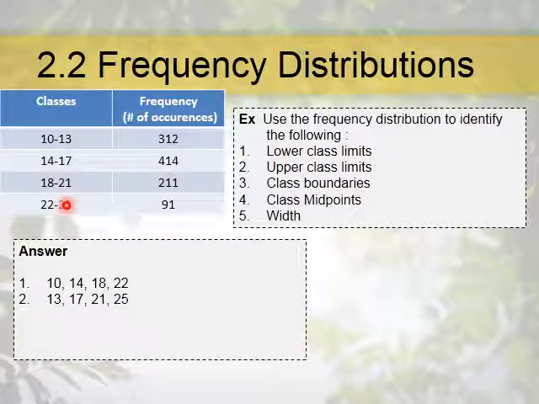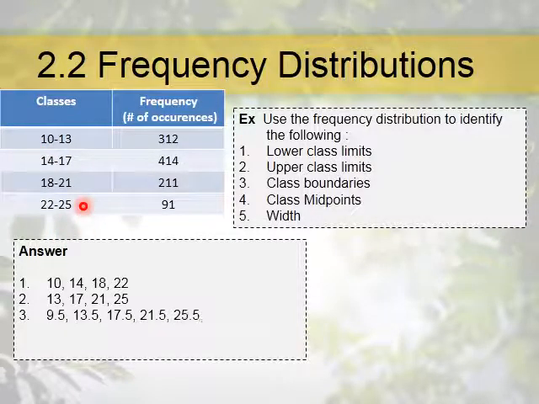The class boundaries will be the numbers between the upper class limit and lower class limit of consecutive classes. So we'll get 13.5 between 13 and 14, 17.5, 21.5. But also don't forget to include the number below 10 and above 25 going in the same pattern. So we would have 9.5 below 10 and 25.5 above 25. This would be my list of class boundaries.